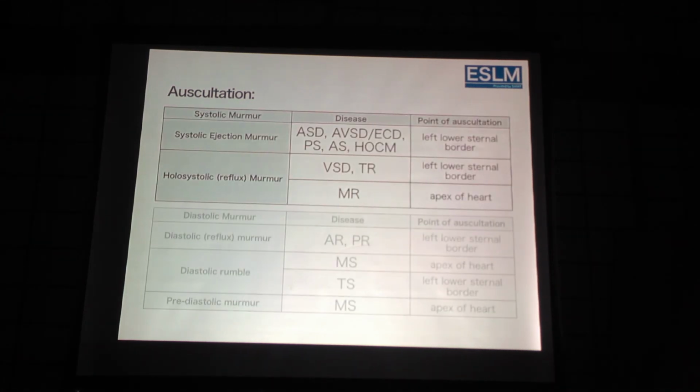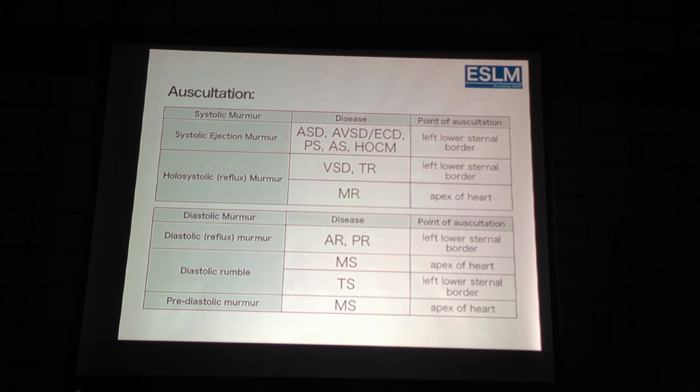Okay, so now you know the basics of congenital heart diseases. Let's learn about auscultation. There are lots of details, but please bear with me, freshmen. First, systolic ejection murmur. Whole systolic murmur is the one I mentioned in the question. And diastolic murmur, and diastolic rumble. It's the same in Japanese and English. And there is also pre-diastolic murmur. So there are so many auscultation findings.